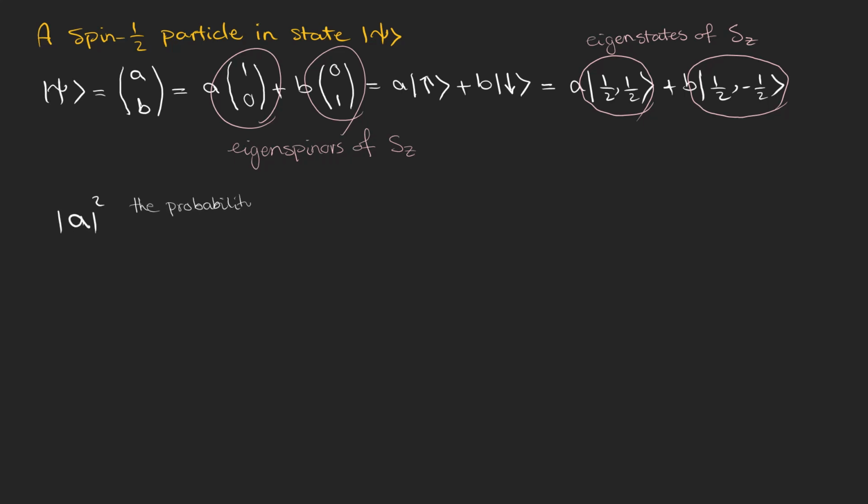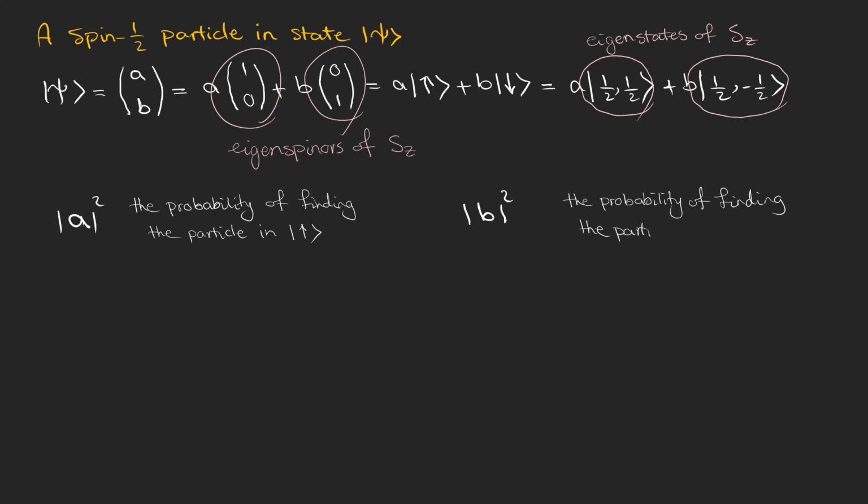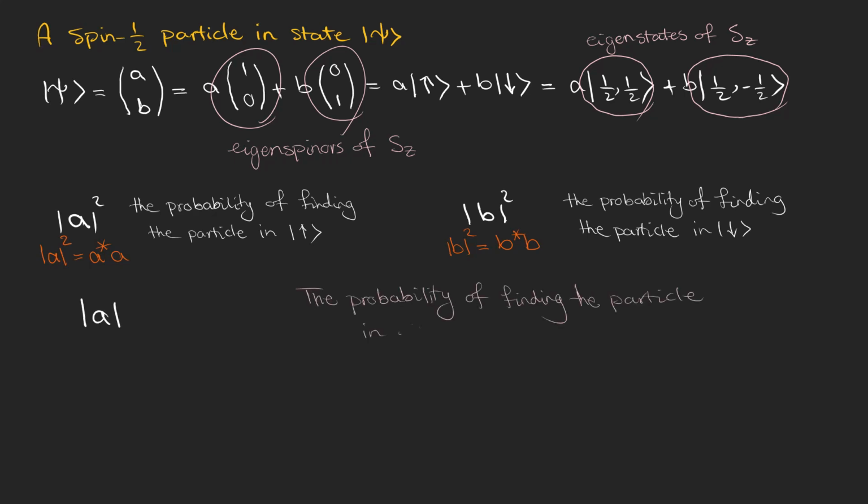The modulus of a squared is a real number that shows the probability of finding the particle in a spin-up state. And similarly, the modulus of b squared shows the probability of finding our particle in a spin-down state. Pay attention that a and b are complex numbers, and to find the magnitude or modulus, we just need to multiply them with their conjugates. We either expect to find the particle in a spin-up or spin-down state, so the addition of these two probabilities has to be 1.